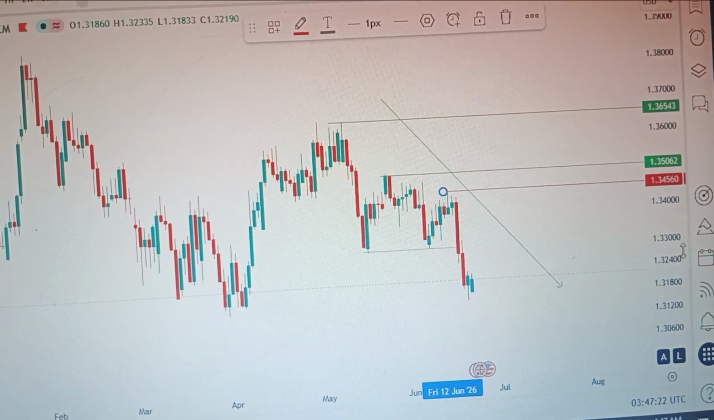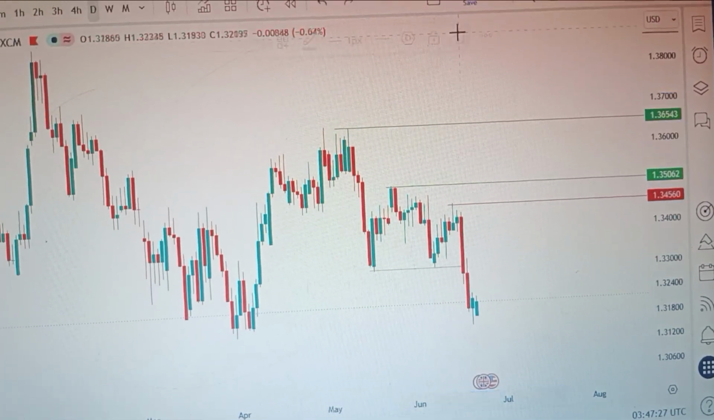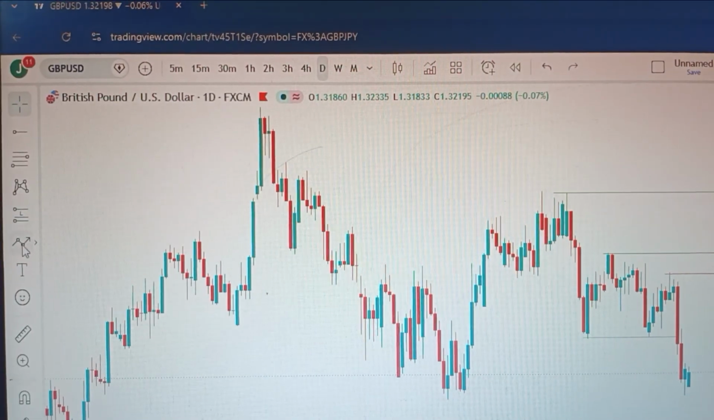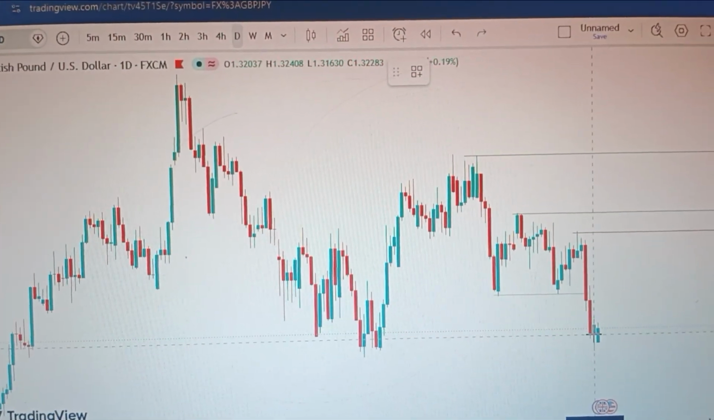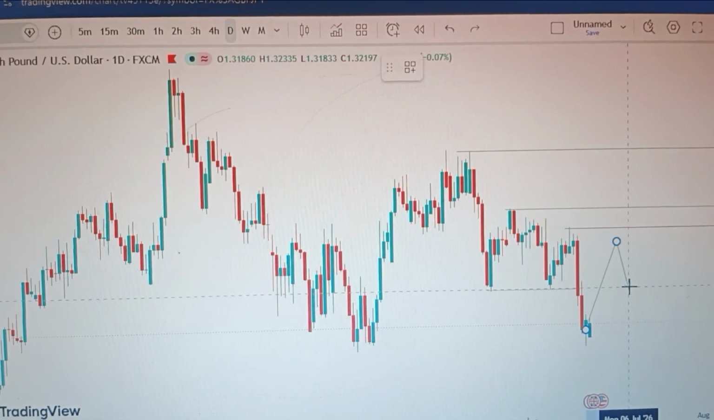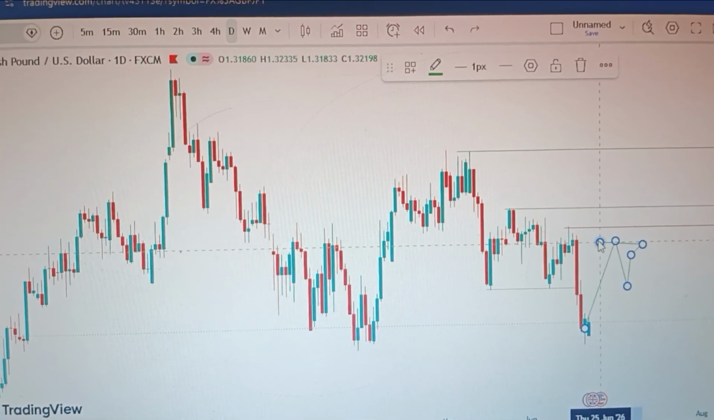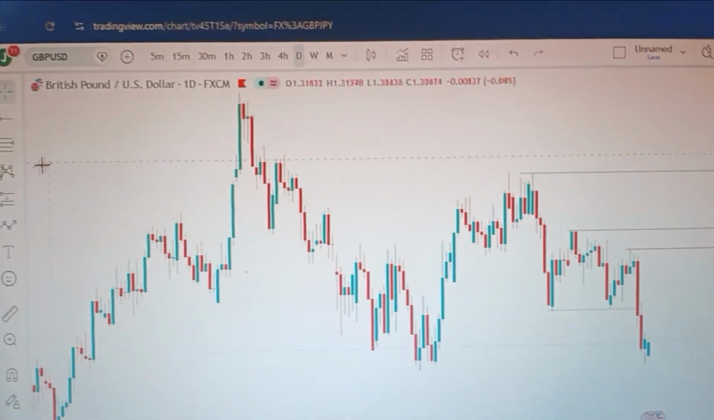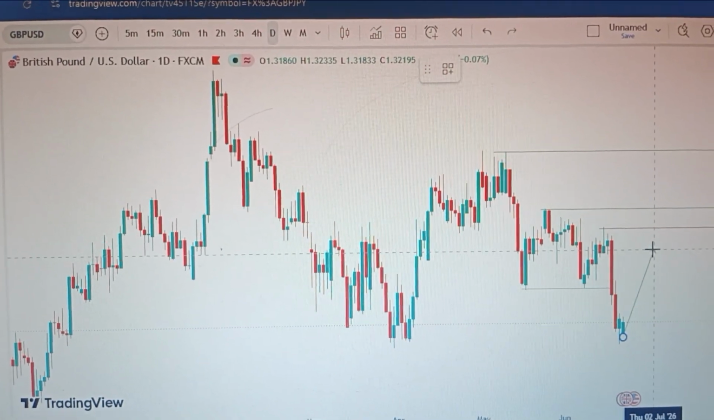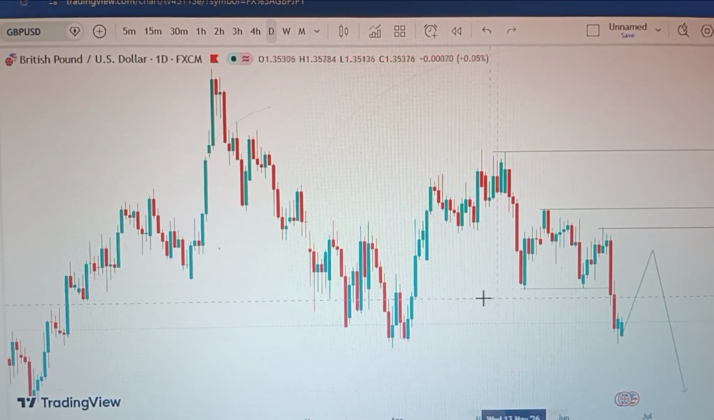So once we had a break of structure to the downside, what do we expect? We expect this market to make a retracement again, make a significant push. We expect this market to push up a bit to the level of supply and drop altogether. So this is what I'm actually expecting from the market.